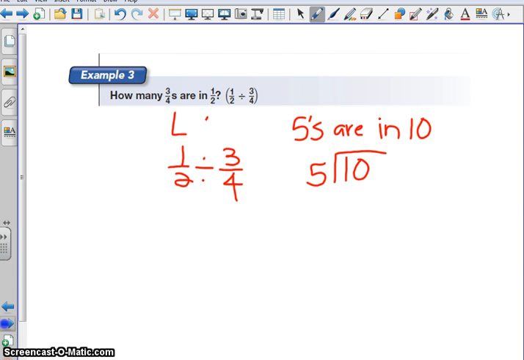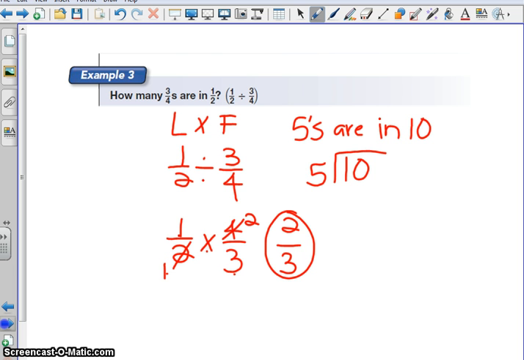And again, we leave it, times it, flip it. 1/2 times 4 over 3. This time, let's just cross out and cancel and skip the other step that we did on example number 2. 2 goes into 2 once, 2 goes into 4 twice, and 1 and 3, you can't cancel those, they don't have a common factor. So we do 1 times 2 and it equals 2, and we do 1 times 3 and it equals 3. Our answer is 2/3.